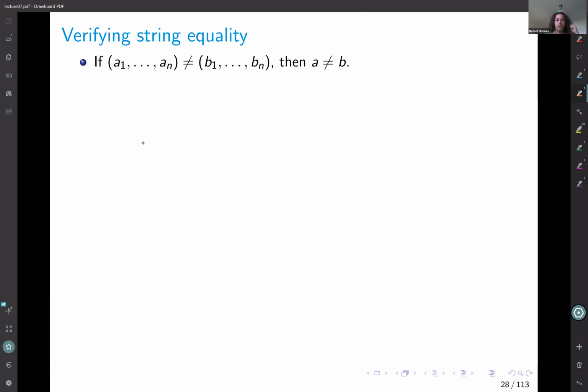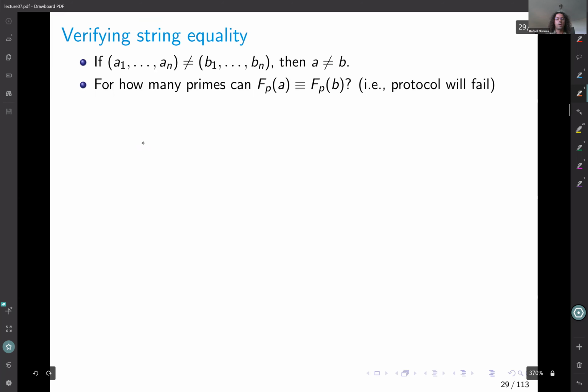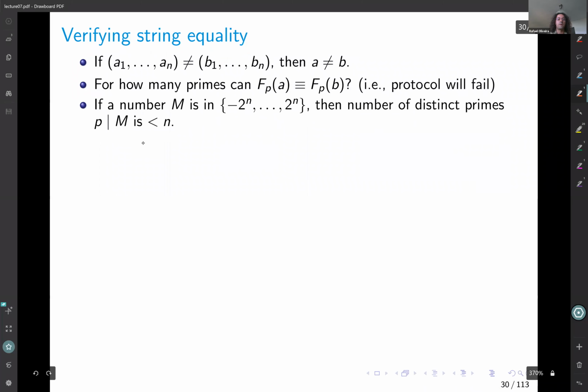All right. So we know that if the strings are different, then the integers A and B are different, just because they're the binary representations. Now the question we should ask is, for how many primes? Because remember, we can pick our prime at random. So for how many primes, assuming that A is different from B, will the fingerprints give the same value? And the answer is this. Suppose that a number m is between -2 to the n and 2 to the n, then the number of distinct primes that divide m is less than n. This is the lemma we need.